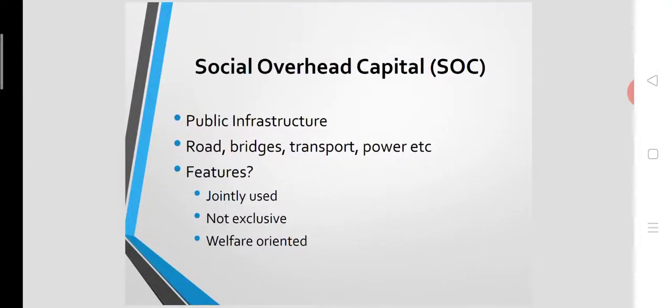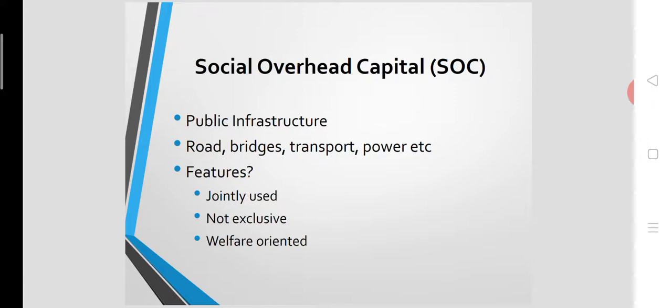And let's now look at the social overhead capital. What is social overhead capital? Social overhead capital, SOC, is the public infrastructure, not just infrastructure. This is public infrastructure, the infrastructure which is jointly used, or the benefit is jointly shared, and this is in fact welfare oriented investment, that is investment in public infrastructure.